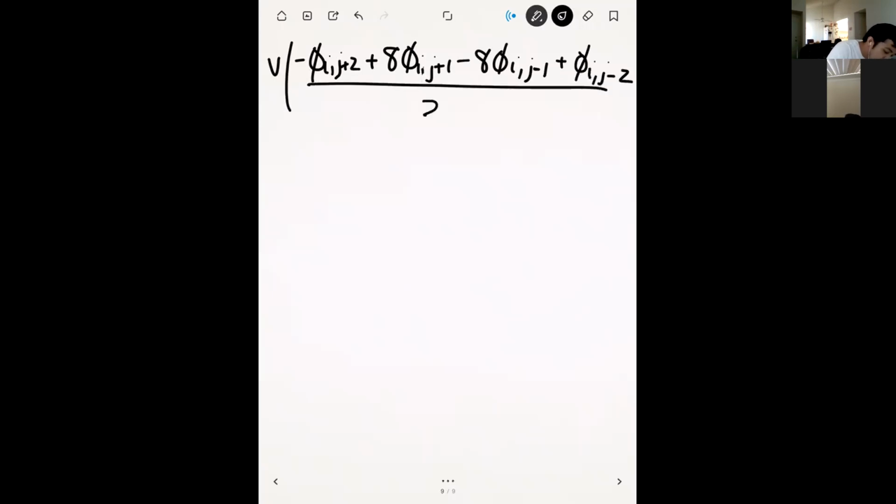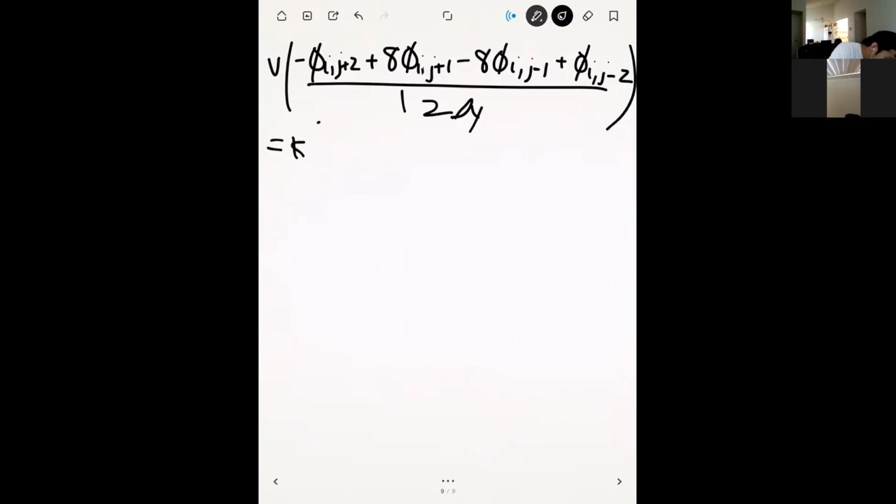We have v times minus phi i, j plus 2, plus 8 phi i, j plus 1, minus 8 phi i, j minus 1, plus phi i, j minus 2, all divided by 12 delta y. Those are the convection terms. You can see they're a lot beefier than they were before. Now let's plug in our diffusion terms, which are the same as before.